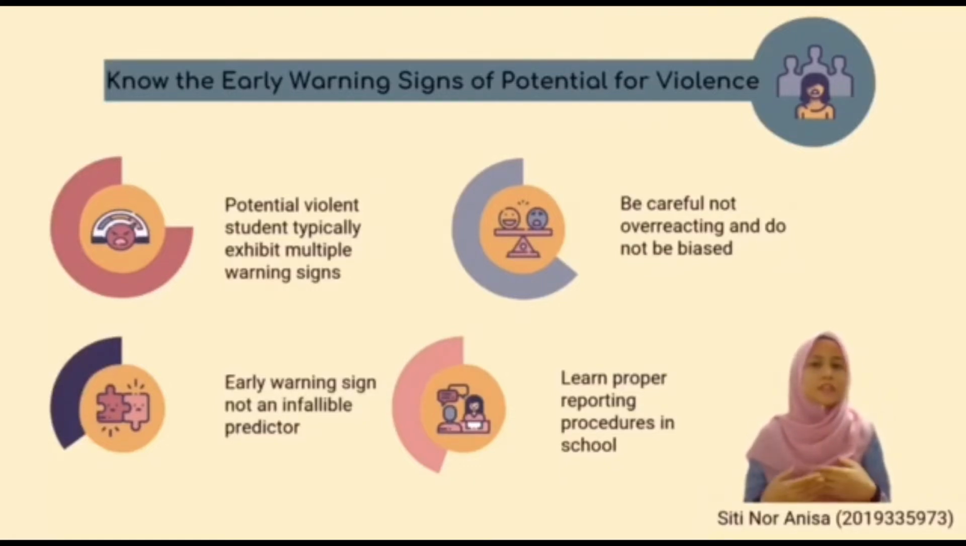Hence, teachers need to learn a proper procedure in reporting any violent cases that happen in the school, such as reporting to the school officials, who are the principal, counselor, and school nurse, in order to investigate it first, and then get the consent from the student's parents before giving the information to any agency outside the school.